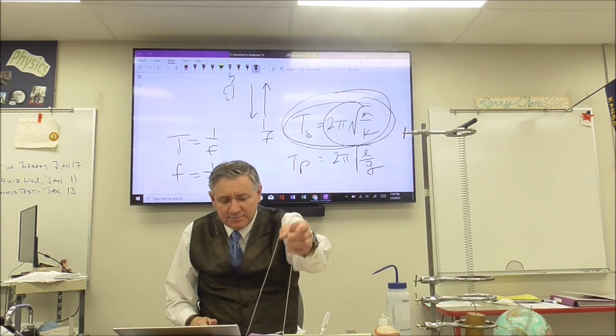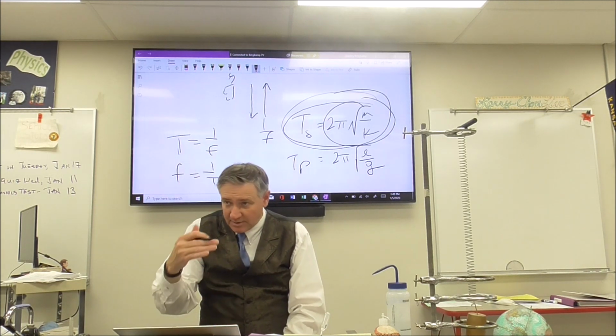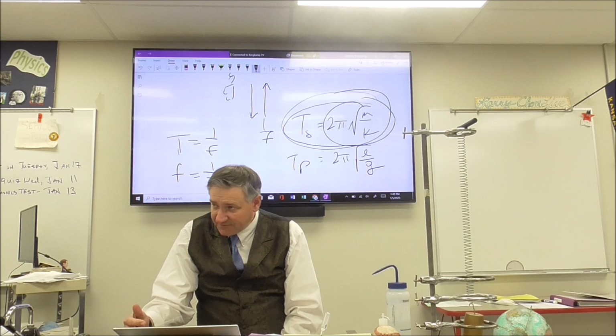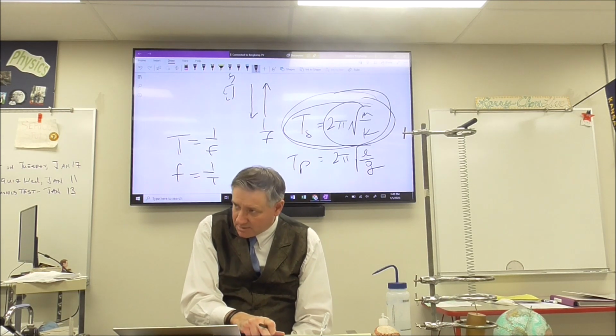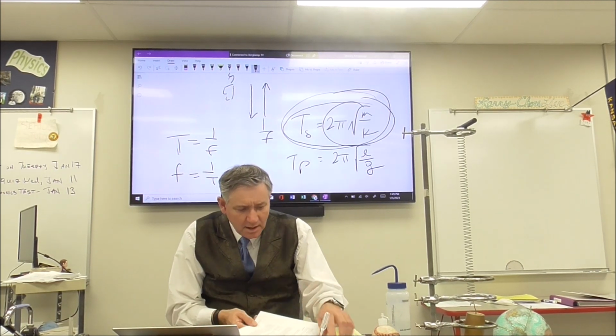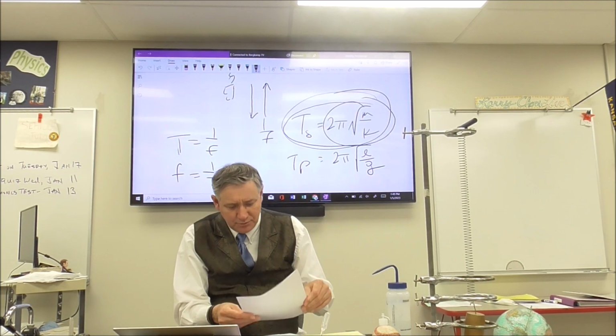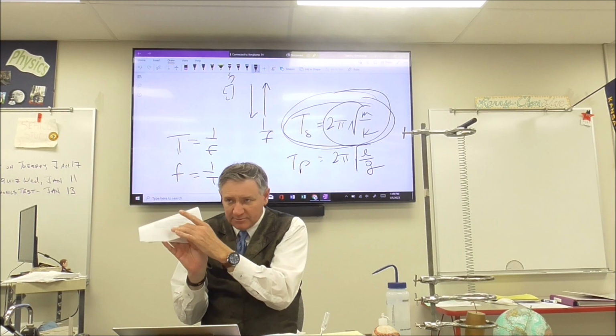So what you're going to do is measure 5 oscillations. You're going to write that time. You're going to divide it by 5, get the time for 1. Then you're going to take the inverse of that, and you're going to get the frequency. Over on page 2, and I give the instructions at the bottom of page 1.